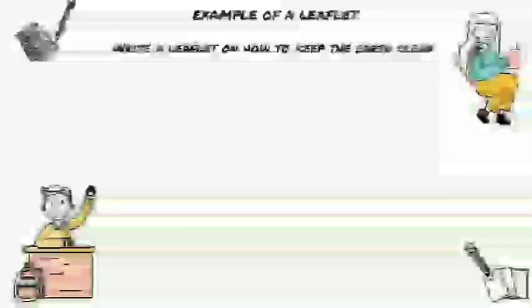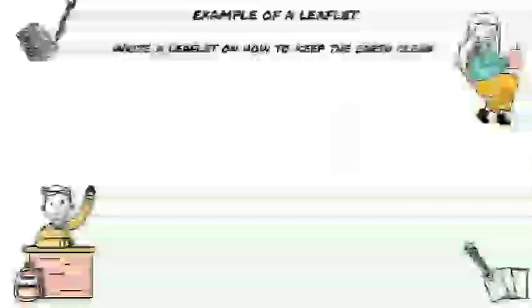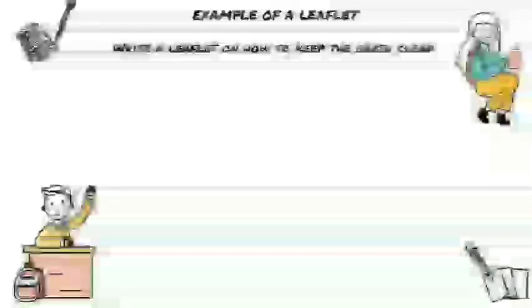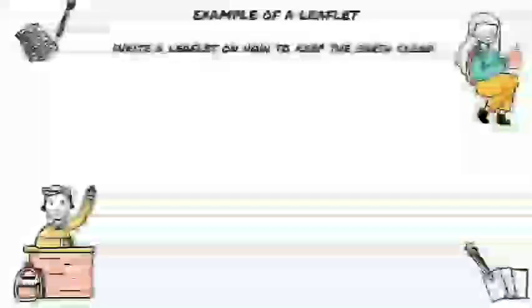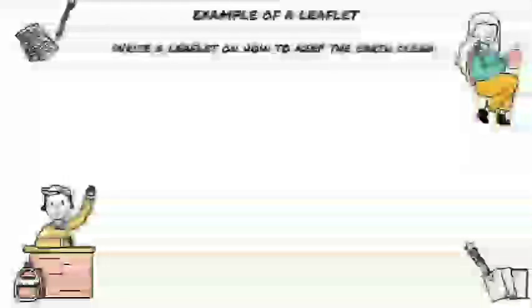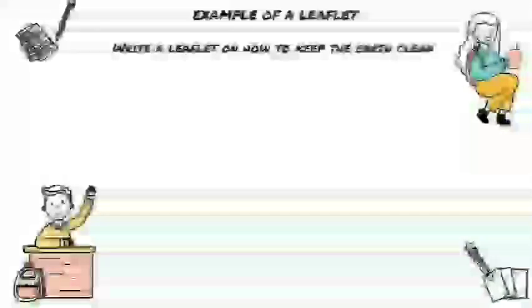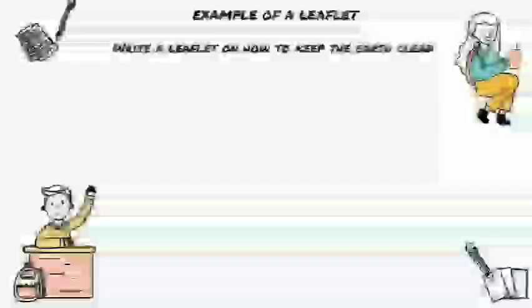Let's continue the lesson for today by showing you an example of a leaflet. The question given today is: write a leaflet on how to keep the earth clean. So before you answer your question, you have to plan and draft your leaflet, you have to edit, and then finally, you can write your final leaflet.